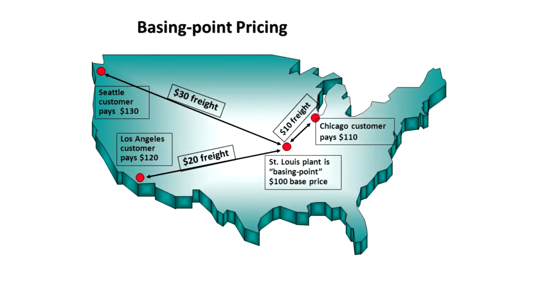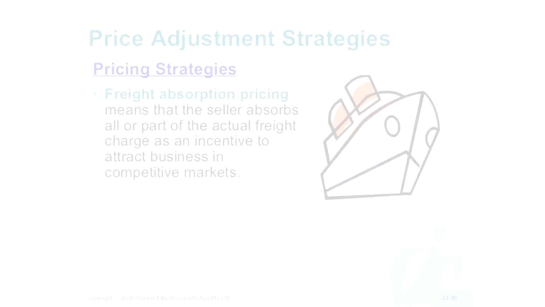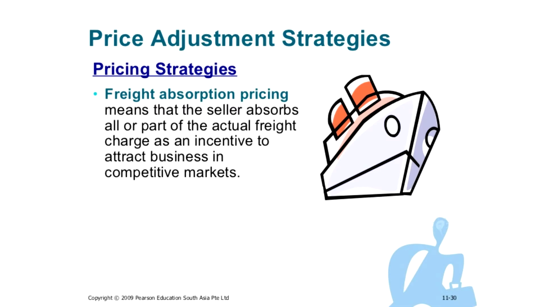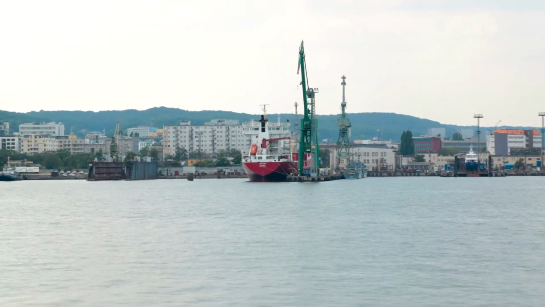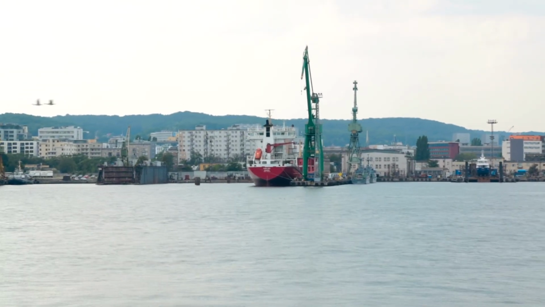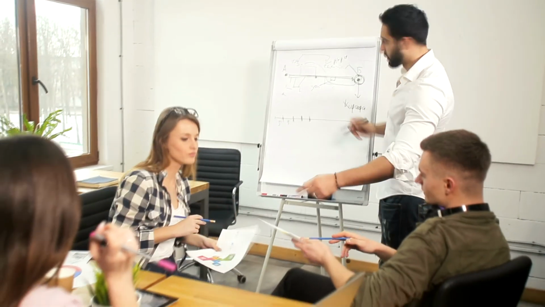Basing point pricing is a geographical pricing strategy in which the seller designates some city as a basing point and charges all customers the freight cost from that city to the customer. Freight absorption pricing is a geographical pricing strategy in which the seller absorbs all or part of the freight charges to get the desired business.